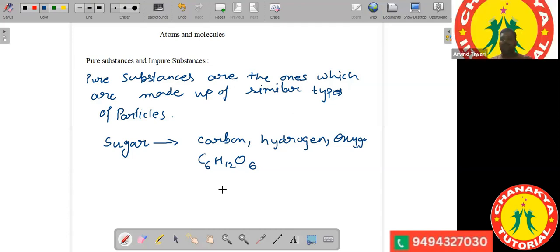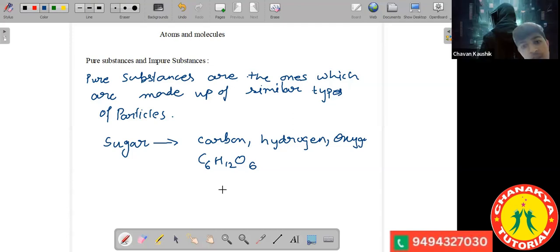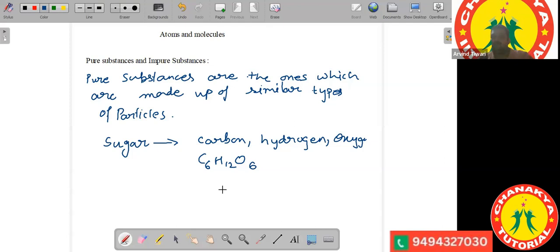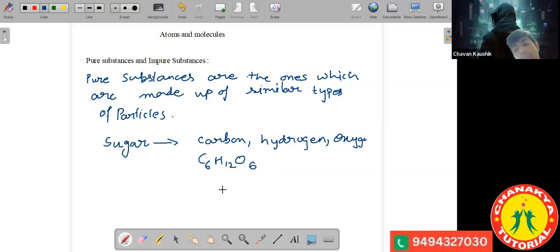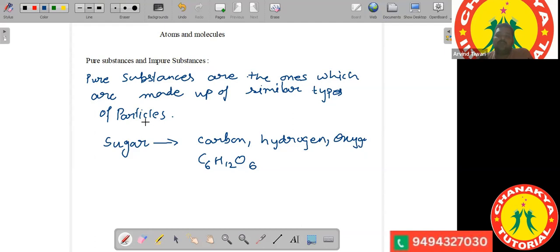But is it the same for everything, or is it the same ratio just for sugar? How do you find that ratio? How do we find that ratio? So we are moving to everything, how we find the ratio.